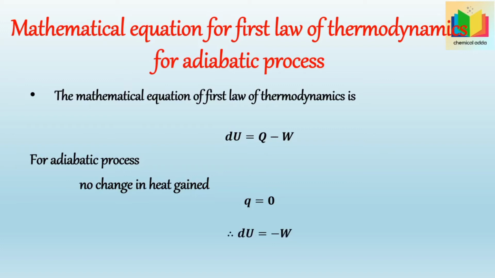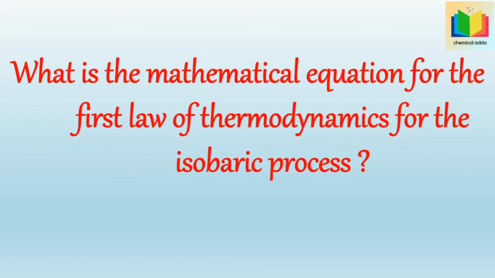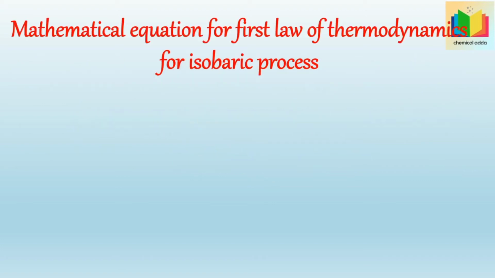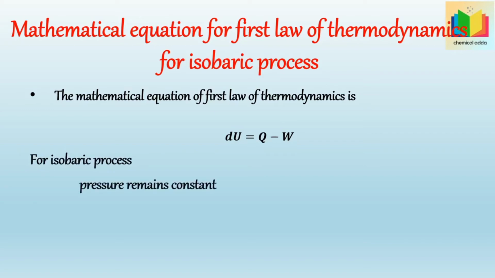Now, next question. What is the mathematical equation for the first law of thermodynamics for the isobaric process? As we know, the mathematical equation of the first law of thermodynamics is dU = Q - W. So for the isobaric process, pressure remains constant. Hence, work done, that is W, is equal to P into delta V. Hence the equation of the first law of thermodynamics for the isobaric process is dU = Q - P delta V.